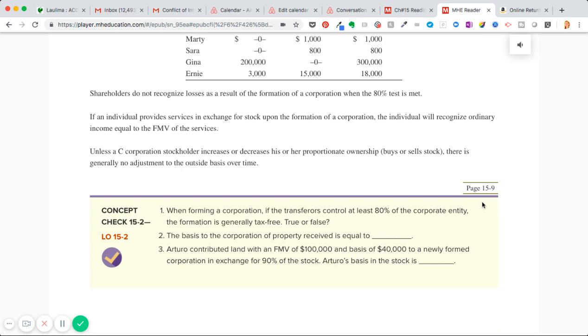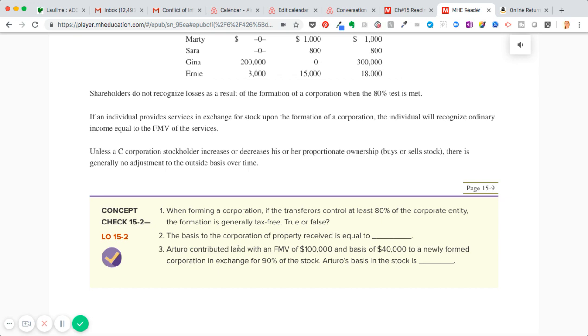A basis can never go below zero in a business because it's an asset, and an asset has to have a value. So in the case where it goes below zero, in that 200,000 example, then you're taxed on that 200,000, and that 200,000 becomes the basis in the business. Okay.